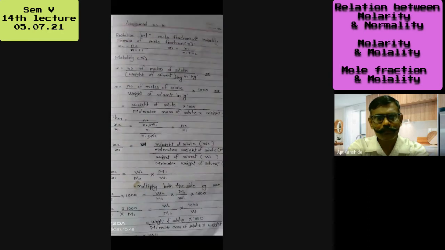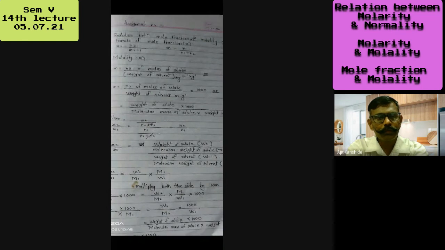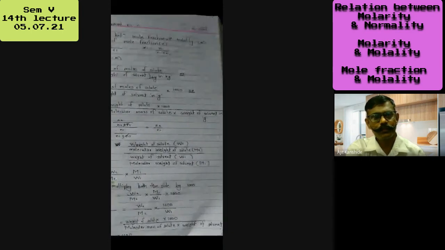Amisha, good. Continue. Molality is equal to number of moles of solute divided by weight of solvent in kg, in terms of gram is equal to number of moles of solute divided by weight of solvent in gram multiplied by 1000, which is equal to weight of solute into 1000 divided by molecular mass of solute into weight of solvent in gram. Good, good. Then the ratio of mole fraction. Just magnify the image.